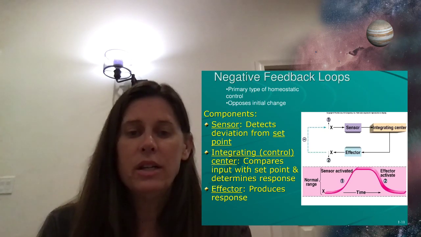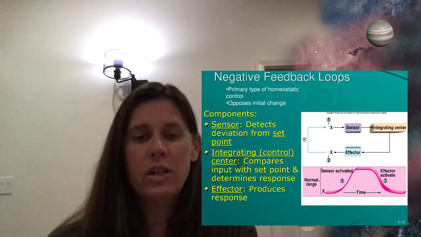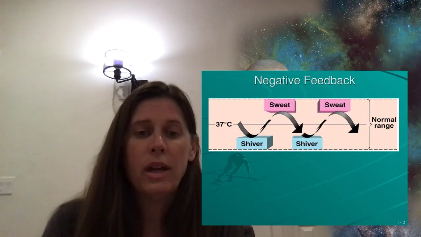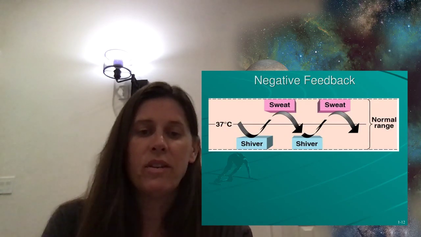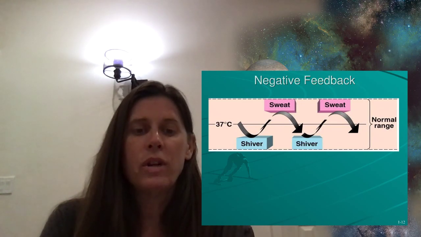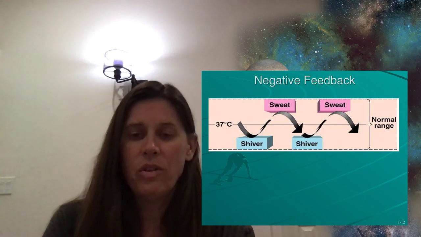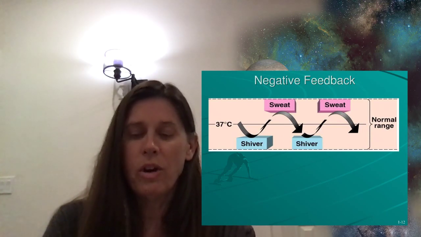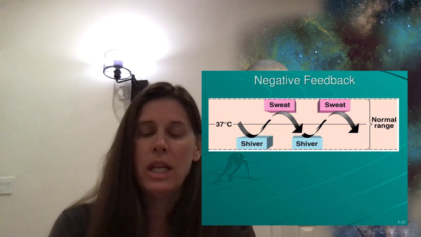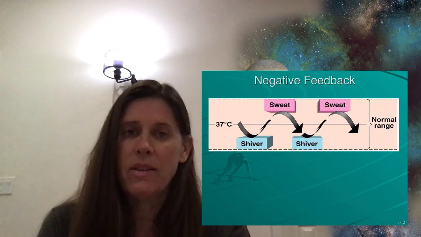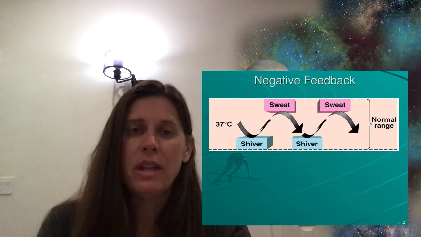Okay, so sensor, integrating center, and effector. You need to understand those three components of negative feedback loops. I'm going to give you another example, let me continue with this example. So we talked about increasing temperature. So let's say now you start to decrease in temperature. Again, the sensors are going to detect what's occurring in your body. It's going to send that information to the integrating center, your hypothalamus. It's the hypothalamus that's determining that it's getting too cold. Okay? And it will send a signal to the effector.